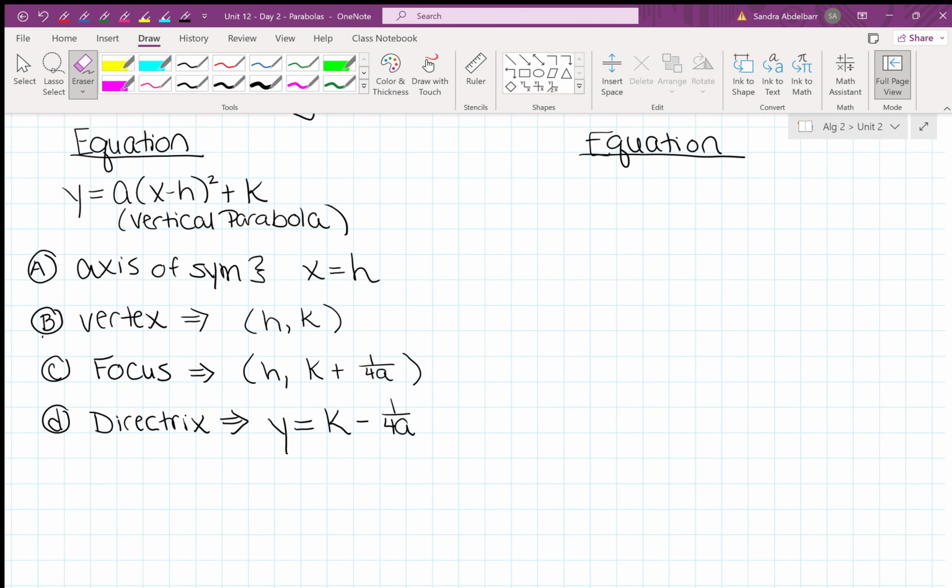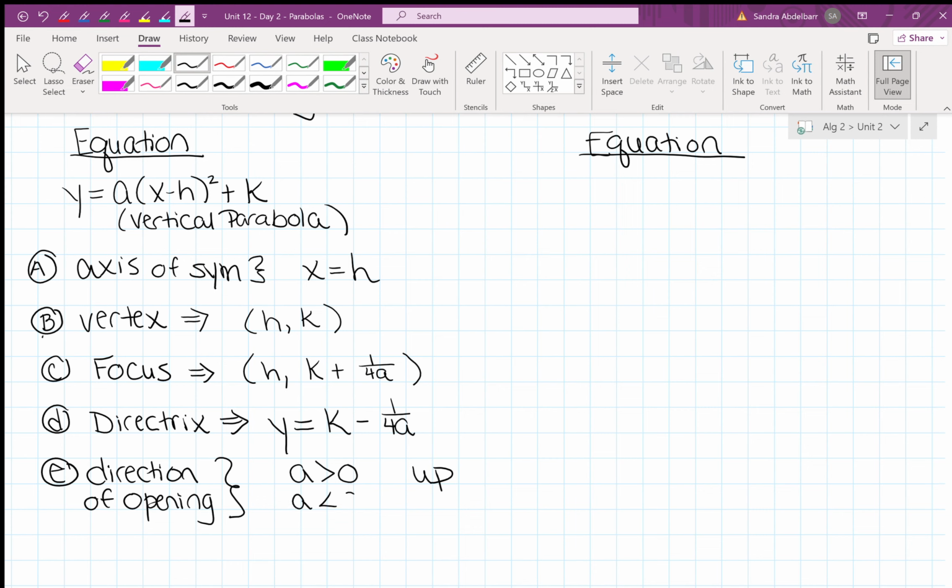Yes? There's like k and h. Do you include the sign that's given? Yes. Okay, so now we're going to go here, letter E, direction of opening. We know if a is greater than 0, we are going to open up. We know if a is less than 0, we're going to open down.